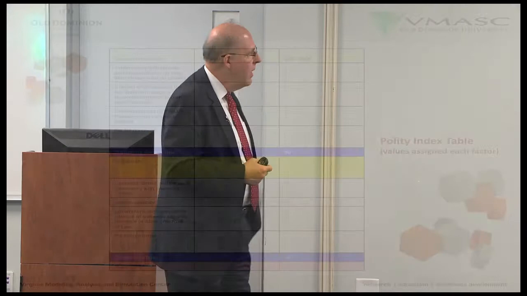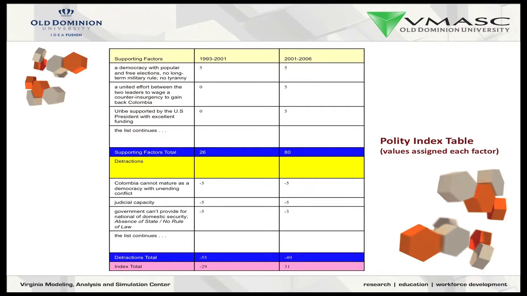So just to give you an example of what this looks like, this is where we start to get into the qualitative conversion into a quantitative representation. As an example, the polity index. We look at a set of factors that govern or describe or influence this whole concept of polity, both from a positive standpoint and from a negative standpoint. So you see supporting factors, you see detractor factors, and then we assess them on a rating scale. We use a Likert scale, which I think everybody's familiar with, characterizing this from 1 to 5.